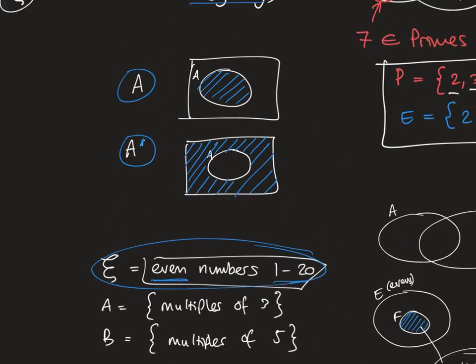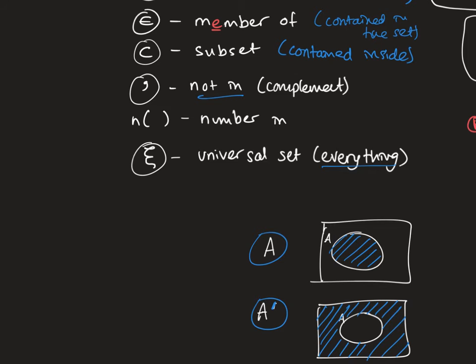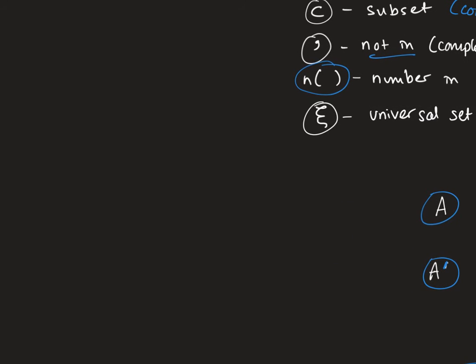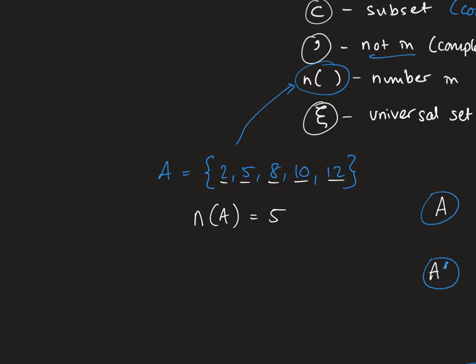The next thing to look at is the one I skipped, the number of elements within a set. Say, for example, we have our set A is 2, 5, 8, 10, and 12. Well, the number of elements in A would be 1, 2, 3, 4, 5. So it would be 5. Essentially, this is just a notation that says how many elements are in that particular set.